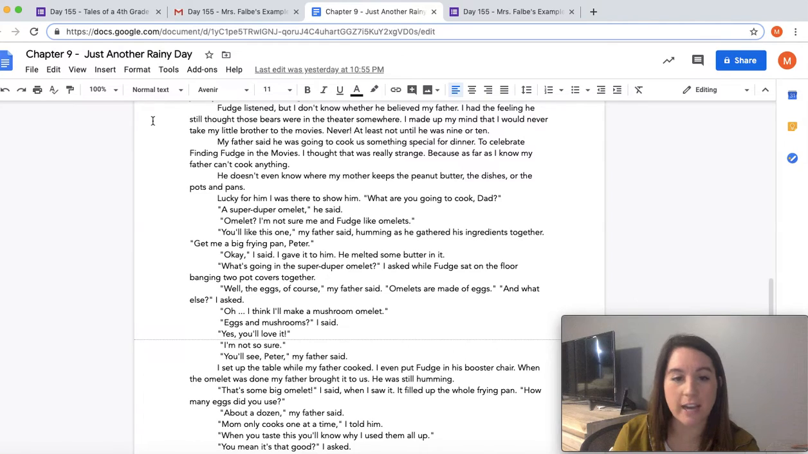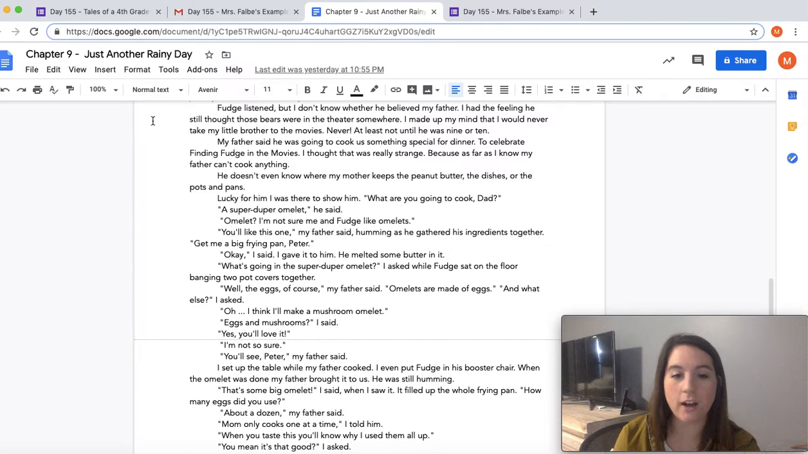"What are you going to cook, Dad?" "A super-duper omelet," he said. "Omelet? I'm not sure me and Fudge like omelets." "You'll like this one," my father said, humming as he gathered his ingredients together. "Get me one big frying pan, Peter." "Okay," I said. I gave it to him. He melted some butter in it. "What's going in the super-duper omelet?" I asked while Fudge sat on the floor, banging 2 pot covers together. "Well, the eggs, of course," my father said. "Omelets are made of eggs." "And what else?" I asked.